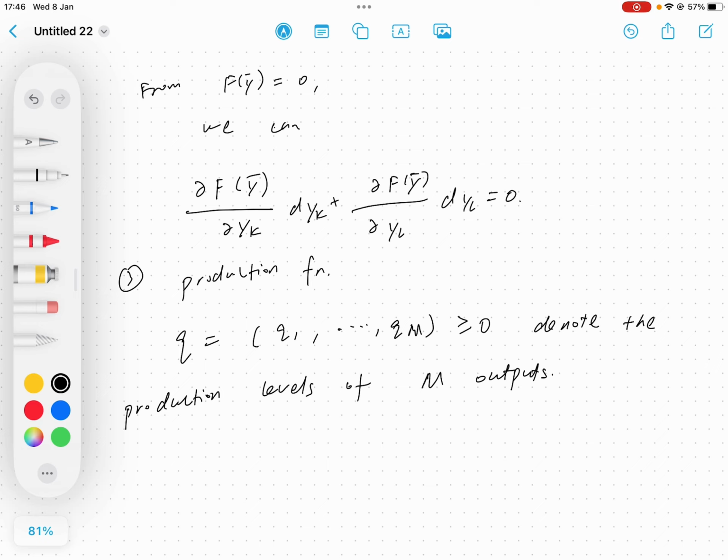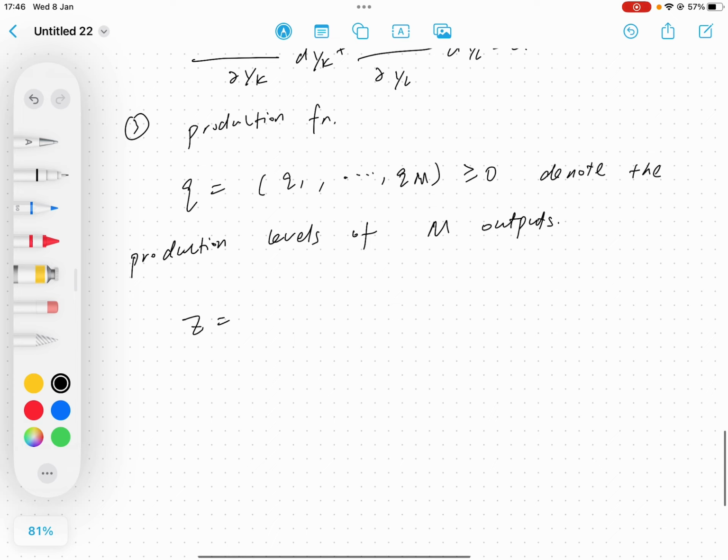Okay, so those are strictly positive or zero outputs. And then we're going to use the Z vector from Z1 up to ZL minus M, because in total we have L dimensions, but we have M for Q, so therefore we have L minus M to denote the inputs. Those are also positive numbers, but later we'll use the minus sign in front of Z to denote that those Z's are inputs. But here those are just the absolute values, the positive numbers or zeros.